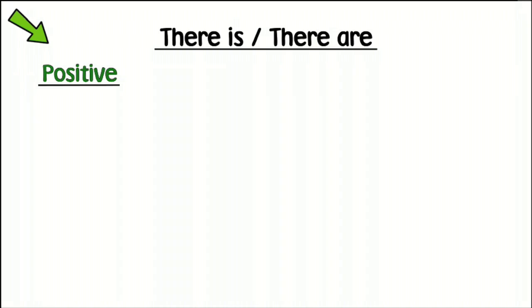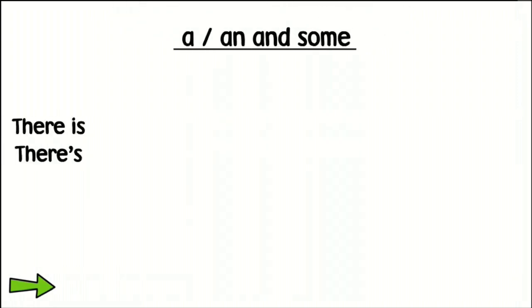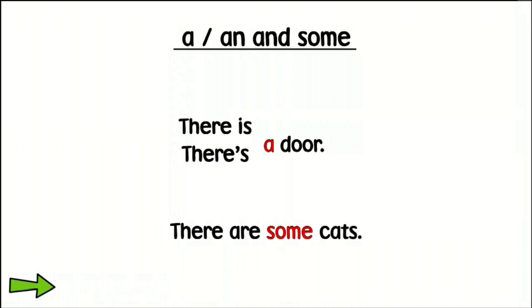The positive forms are there is, there are. There is has a contraction. There's. We use there is plus a or an with a singular countable noun. There's a door. We use there are plus some with a plural countable noun. There are some cats.